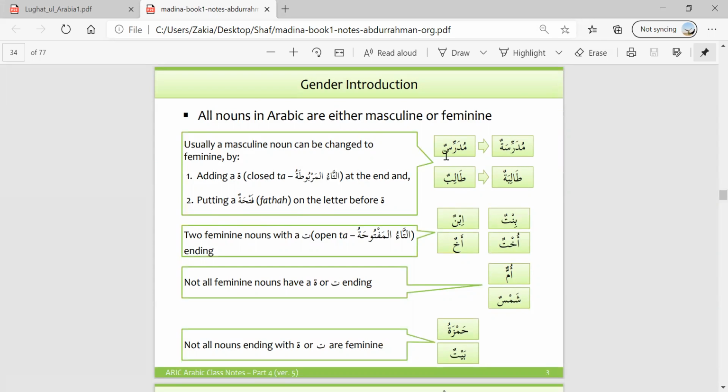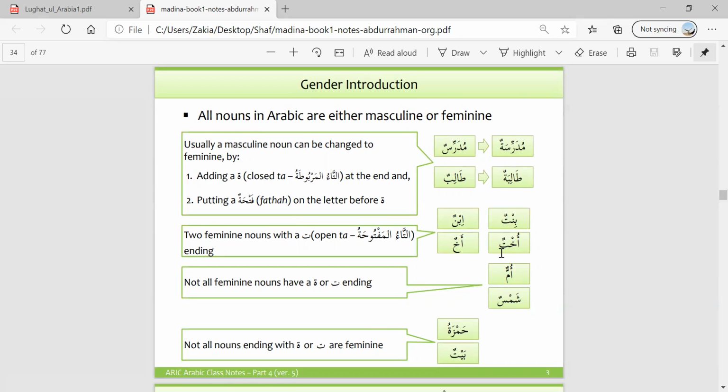Here you'll see previously mudarrisun was with the double vowel dhamma. Then when you put the ta marbuta, that takes the double vowel, so you say mudarrisatun, and that's feminine. Same with talibun and talibatun. Then you have two feminine nouns with an open ta, which is ta maftuha. This is ukhtun, and bintun has an open ta. You have ibn, bint, ukhtun, and akhun. So bintun is a girl, ibn is a boy, ukhtun is a sister, and akhun is a brother.